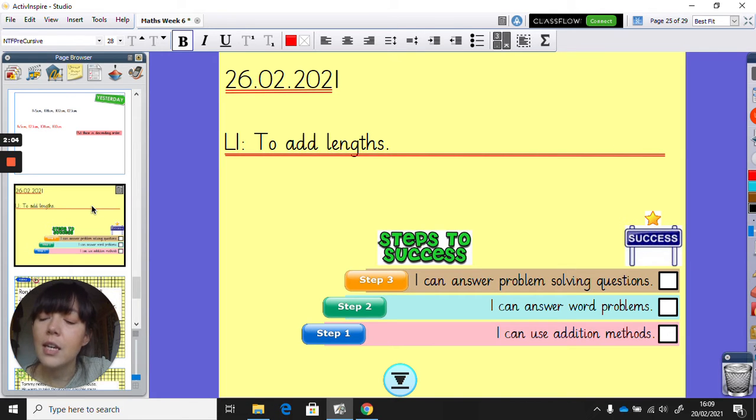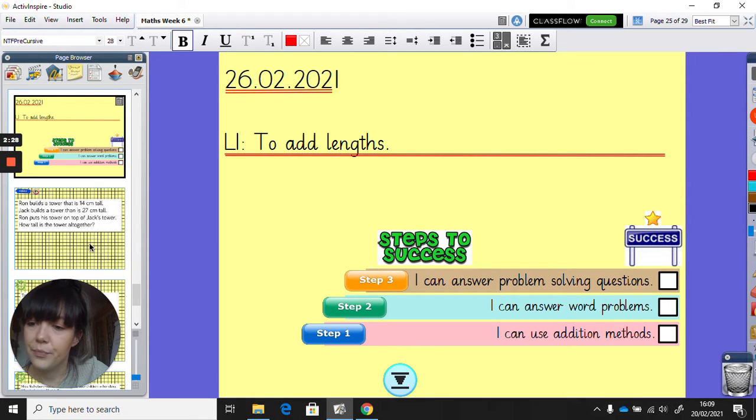Step 2 is answering word problems. Now, word problems are hard because they don't always make it obvious what to do. So you have to really read the question carefully and think about what it's asking you to do. Step 3 is to answer problem-solving questions. That will be on your Chili Challenge and at the end of your worksheet. Let's move on to my turn.